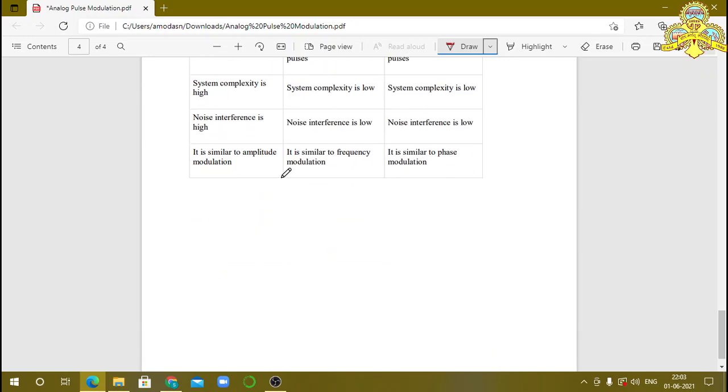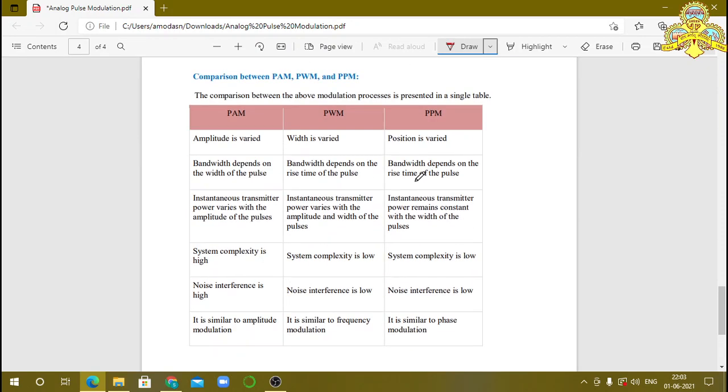And this PAM is similar to amplitude modulation. Here the amplitude of the sampled signal varies with respect to the amplitude of the modulating signal. So it is similar to the amplitude modulation. And PWM is similar to the frequency modulation. Here the width of the pulse changes and PPM is similar to the phase modulation. This indicates the comparison of PAM, PWM and PPM.